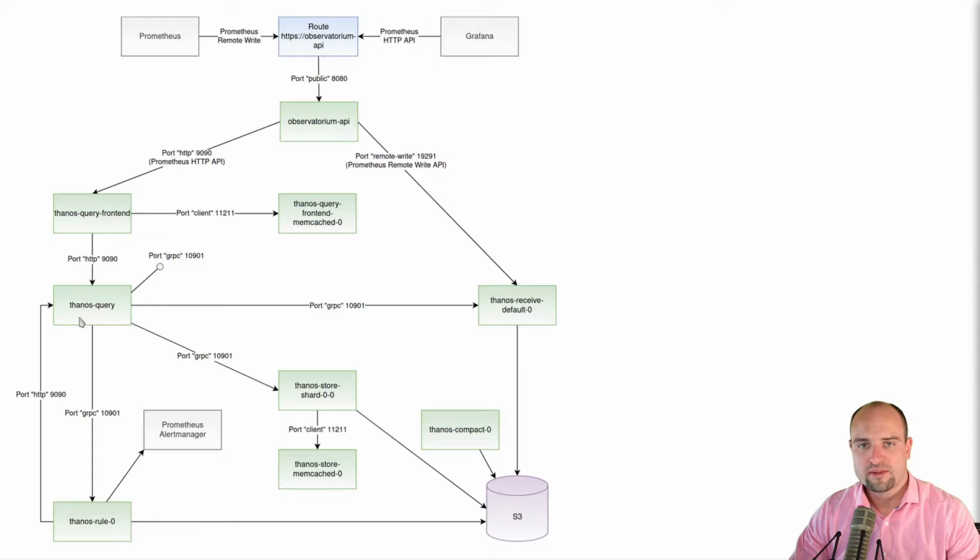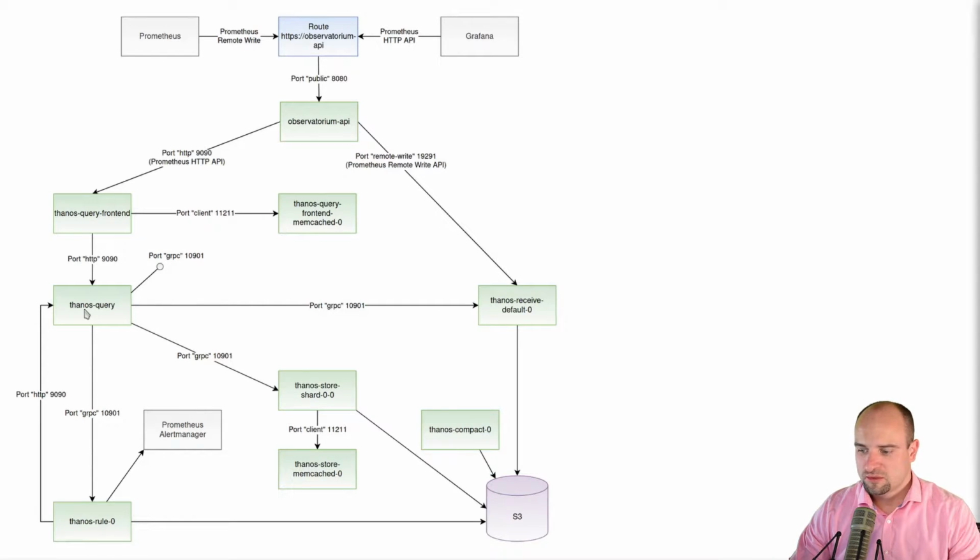Thanos query is a component which actually processes the query request. And in order to evaluate the query, Thanos query needs to fetch the metrics data. This metrics data is available in 3 different locations. For the recent metrics, which are not older than 2 hours, Thanos query will reach out to Thanos receive. If the metrics are already older than 2 hours, then they have been already put into a block and uploaded into S3. So that's where Thanos query needs to pull them from.